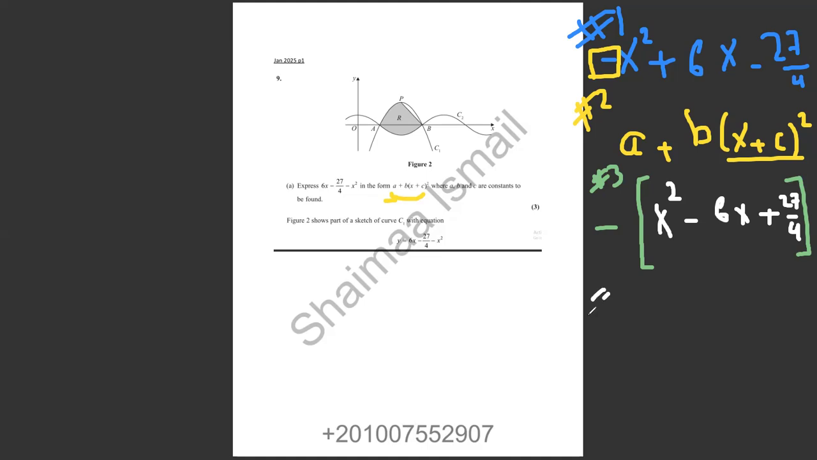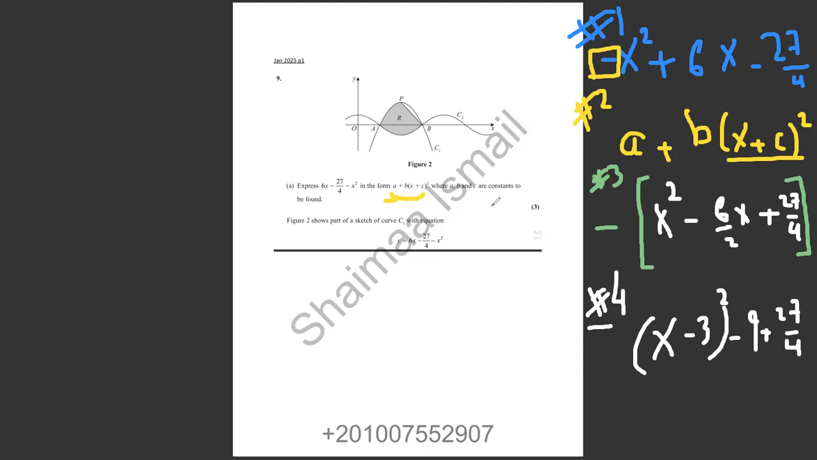Okay, and here comes step number 4. Just rewrite it here. So here we have x minus 3 squared, and here this is b over 2. So it is equal to 3 squared, it will be minus 9, and here plus 27 over 4. Don't forget that all this bracket we have to protect with a negative sign outside. So here we have to put this here.